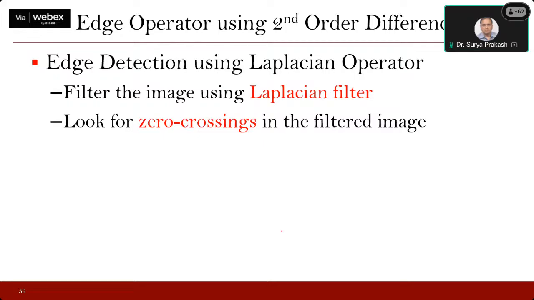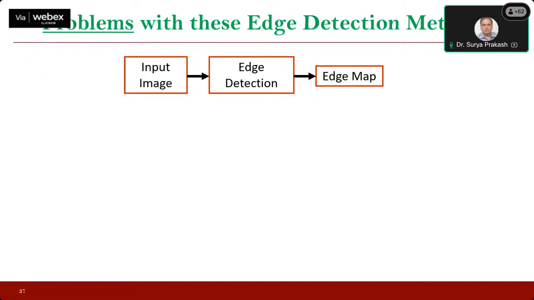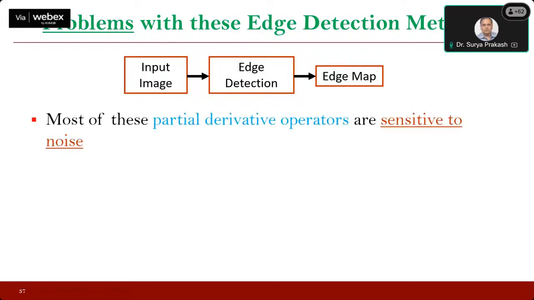And this is a second order based filter, so you have to look for the zero crossing. Right? So you apply the filter and then find out the places where you have zero crossing, and that will give you the locations of the edge pixels.